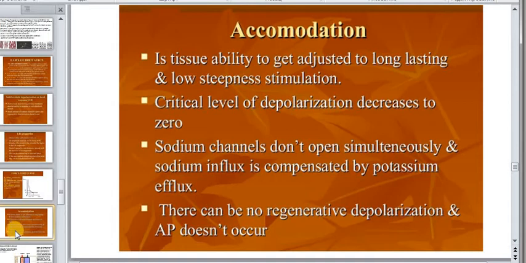It is about the answer we can have on the membrane. It depends on how quickly and how slowly the steps of the stimulus rise on the surface of the membrane.